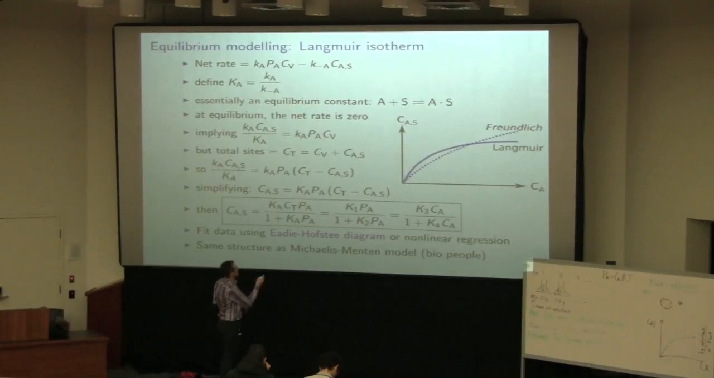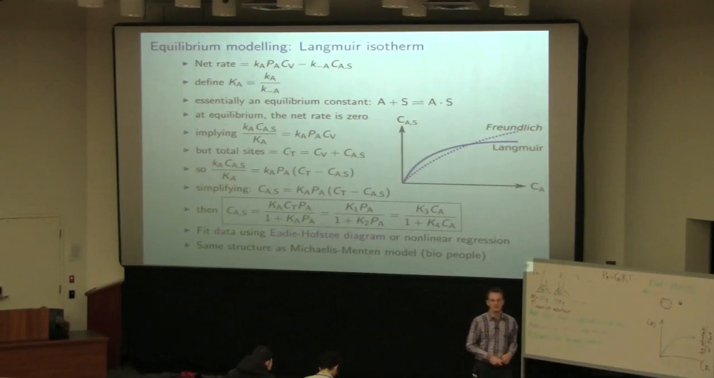Or in this case, I've done it in terms of partial pressure. So in terms of partial pressures, I get a constant up here, K1, where I lump the Ca and Ct together, and in my denominator, a K2 constant. If I want to convert the partial pressures over to concentrations, those constants just change their numeric form, but the structure of the equation remains the same.